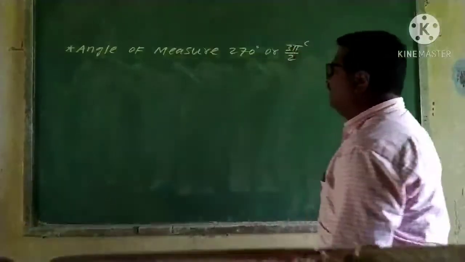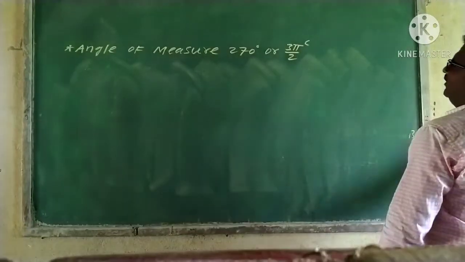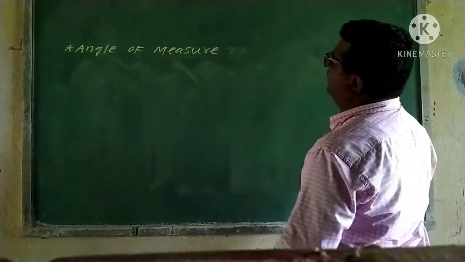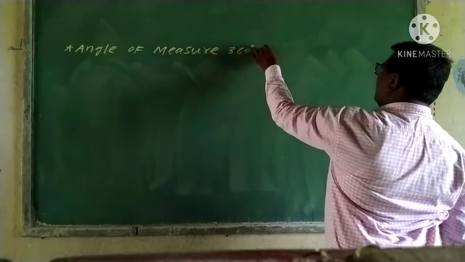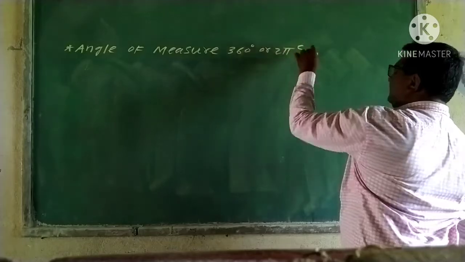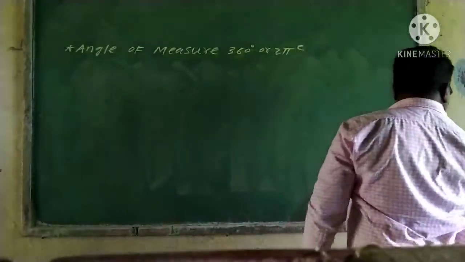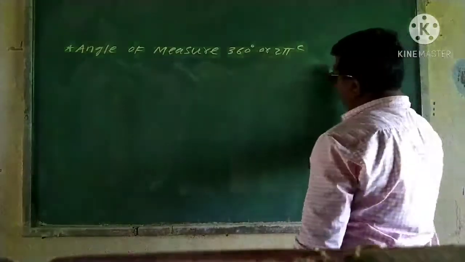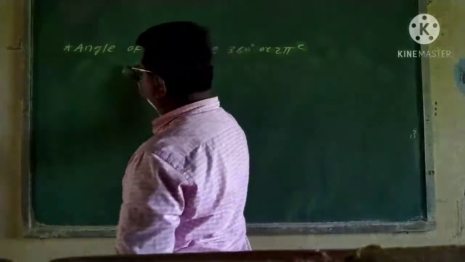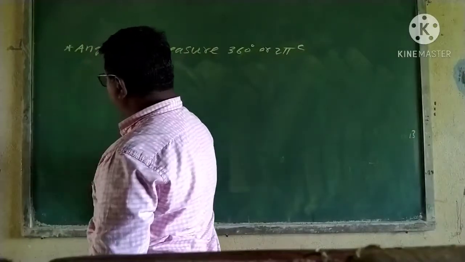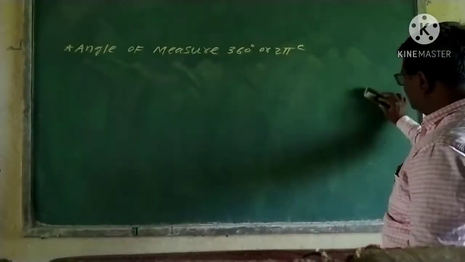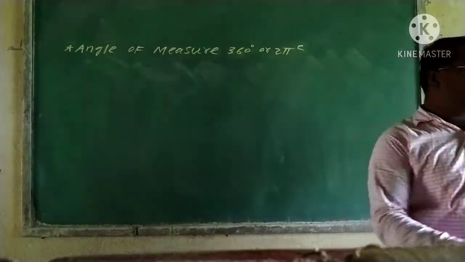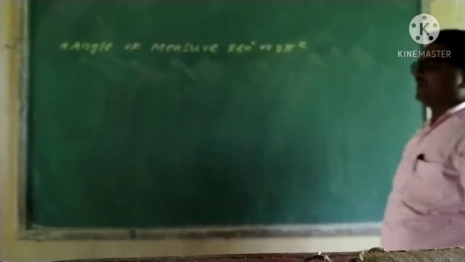360 degree or 2 pi radian. Now where the angle of measure is 360 degree or 2 pi radian, the process is same for this. To find the values of all trigonometric functions for 360 degree, consider a standard unit circle.